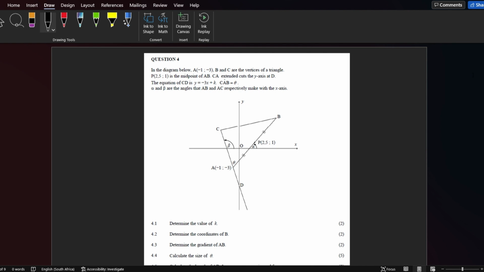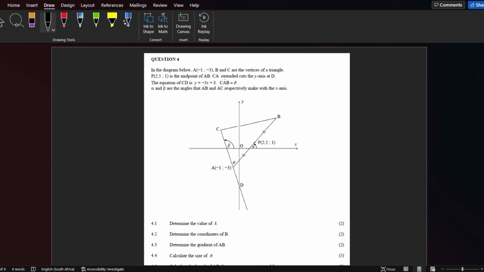So getting right into it, reading the question, it tells us in the diagram below, point A with the coordinates -1 and -3, point B and point C are the vertices of a triangle. P with the coordinates 2.5 and 1 is the midpoint of line AB. Line CA extended cuts the y-axis at point D. The equation of CD is y equals -3x plus k. And the angle CAB equals theta. And the angles alpha and beta are the angles that line AB and line AC respectively make with the x-axis.